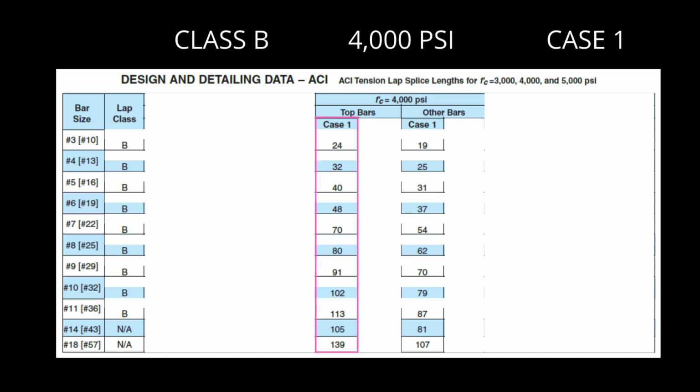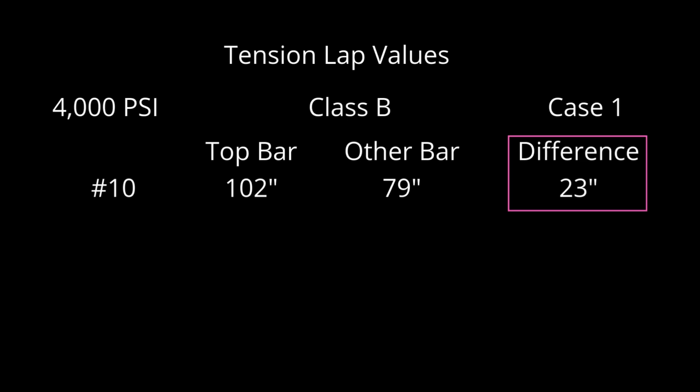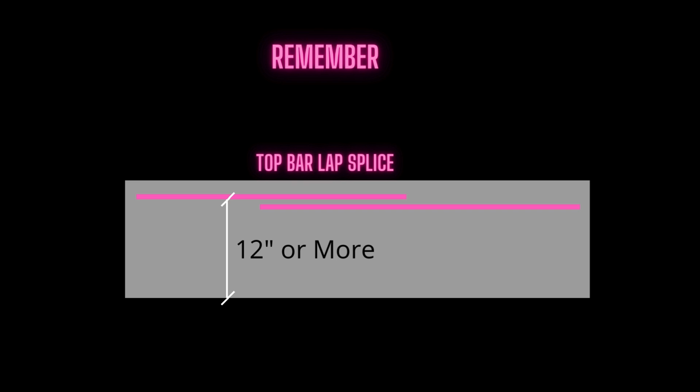Top bar values are bigger values. If we compare number 10 size rebar's top and other bar values, 102 inches top bar and 79-inch bottom bar. Difference is 23 inches in between. It is very important to use top bar lap splice value for rebar located above 12 inches of concrete. 23 inches difference may cost the contractor thousands of dollars. Remember, for any horizontal rebar above 12 inches or more concrete, use top bar lap splice.